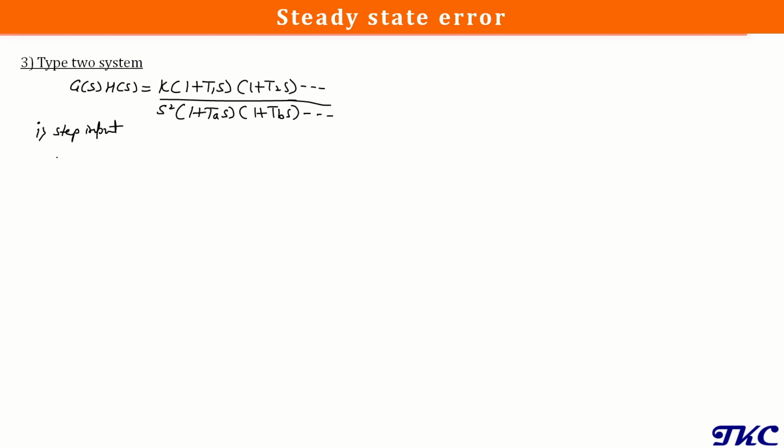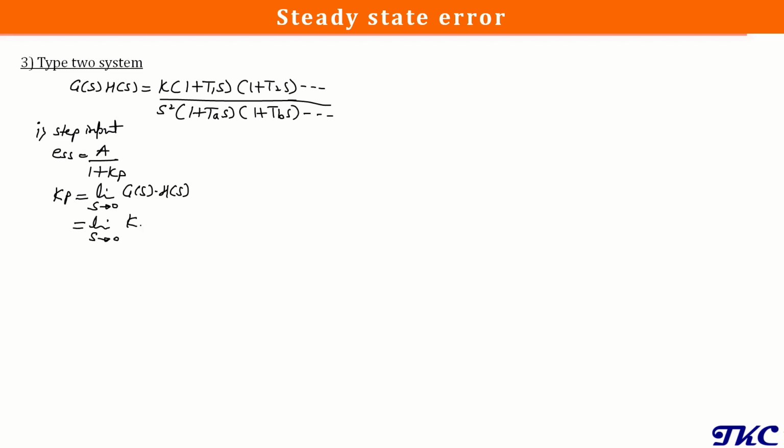So for step input, the steady state error is given by A by 1 plus Kp. So again we have to find Kp here. So Kp will be equal to limit s tends to 0 of G(s) into H(s). So now let's substitute this value. So limit s tends to 0, we will be having G(s) into H(s) as this value.